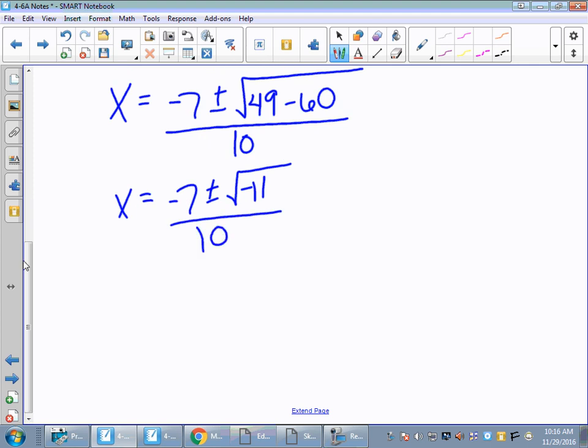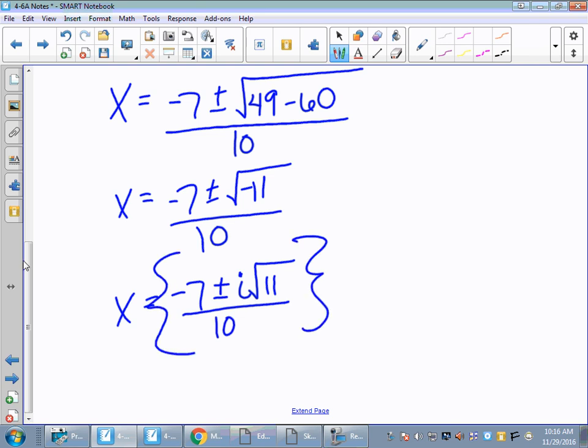And the only thing that I can clean up here, 11 is not perfect. 11 doesn't have any perfects living inside it. The only thing I can factor out is the negative 1. So negative 7 plus or minus i, which is the negative 1 in that 11, making my square root of 11 positive, all over 10. That is the easiest way to write your solutions. You can't give me a decimal equivalent. You could separate them, but why?